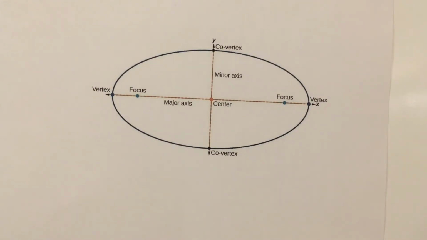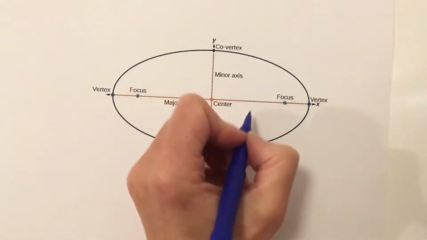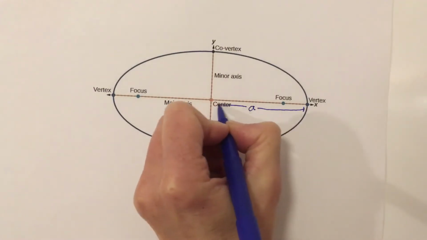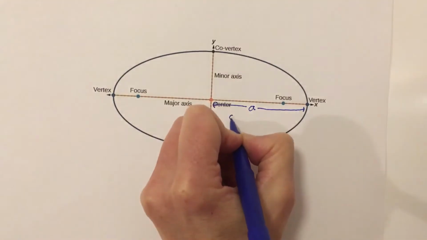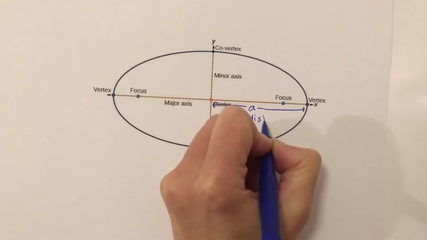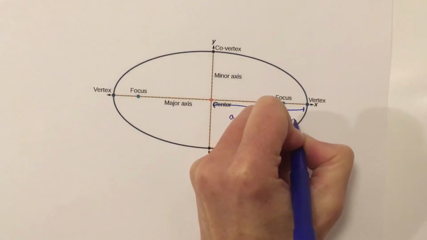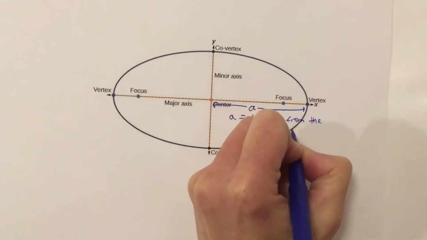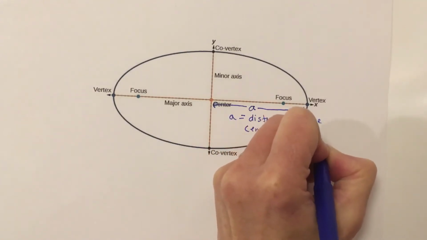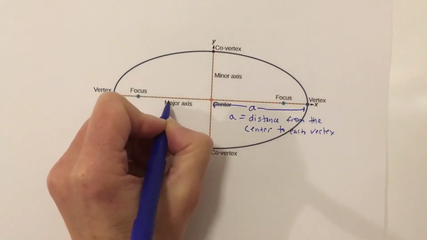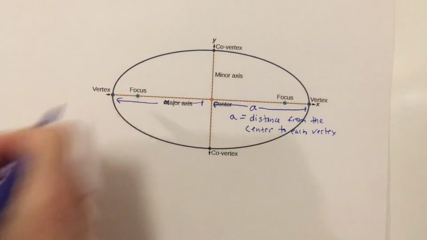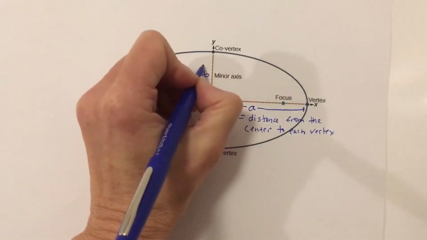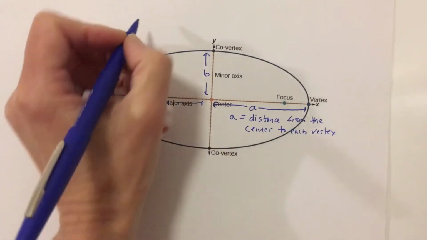Okay, so our first letter is going to be A, and that is the distance from the center all the way to the vertex. So A is the distance from the center to each vertex. Of course A is also over here, center all the way to that vertex. Another letter is B, and that is the distance from the center to the co-vertex.